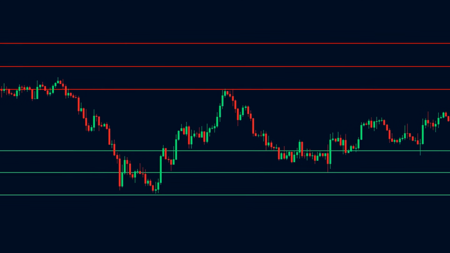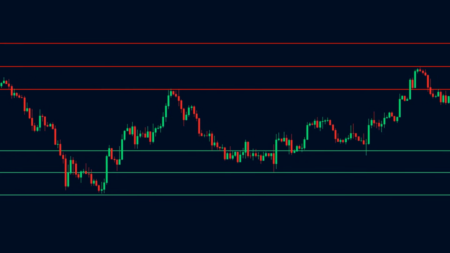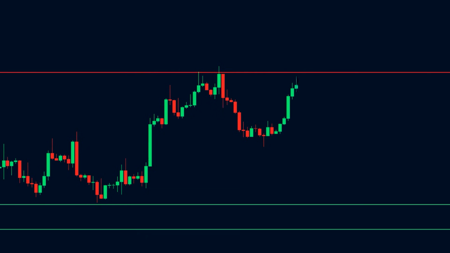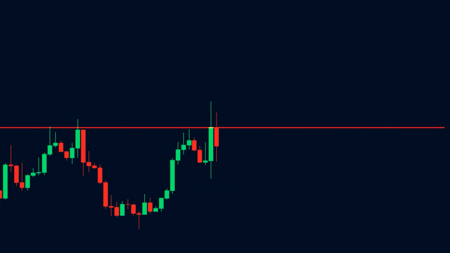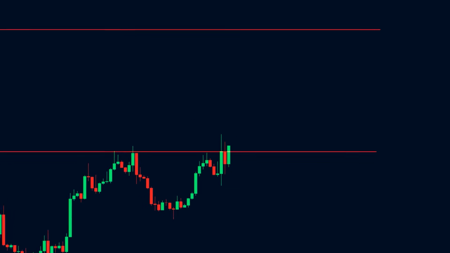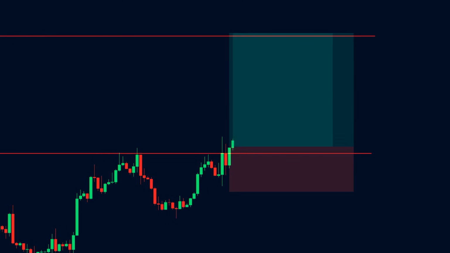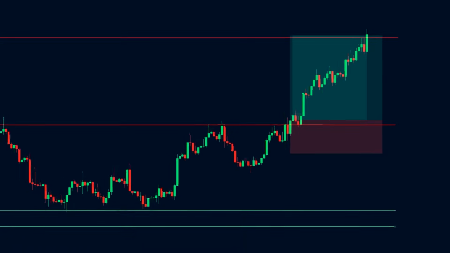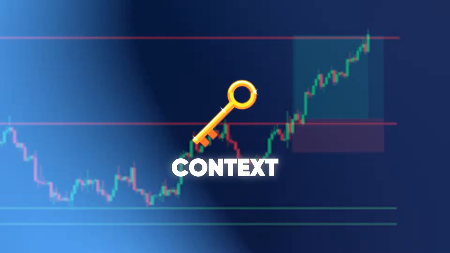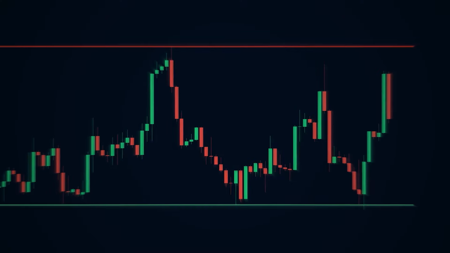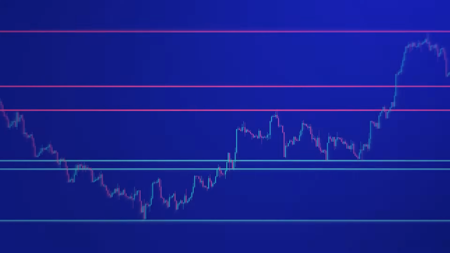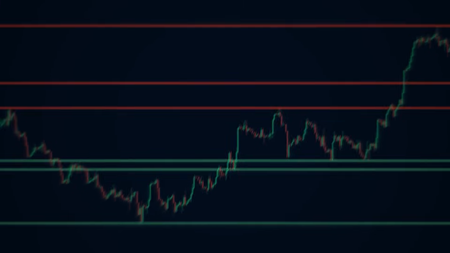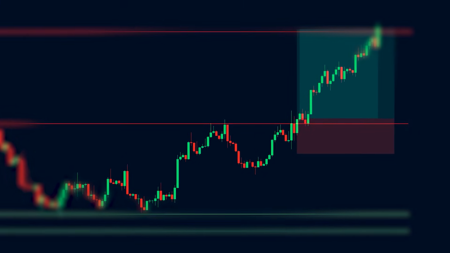This brings us to one of the most important concepts in support and resistance trading: higher time frame levels. Here's a breakout example. Price is consolidating below this resistance zone, then it breaks through with strong momentum. That's a breakout trade. You enter long after the break, targeting the next resistance level higher. Both strategies work, but the key is knowing which one to use and when, and that comes down to context. Is price trending or ranging? Is the level fresh or tested multiple times? Is there confluence with other factors like volume, momentum, or higher time frame structure? These questions separate winning trades from losing trades.